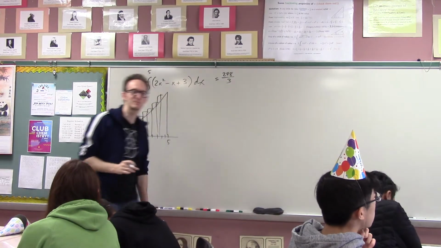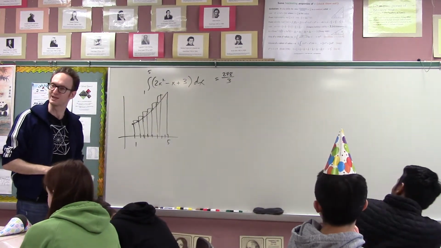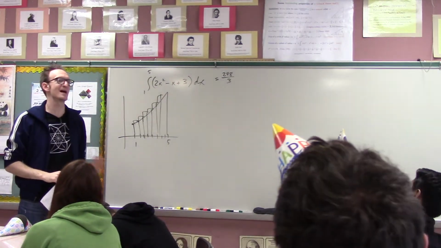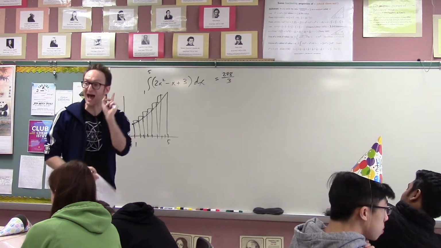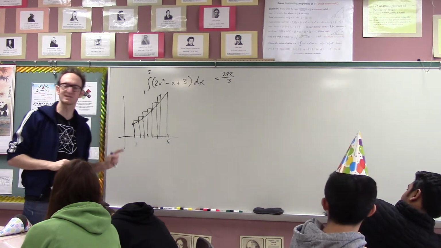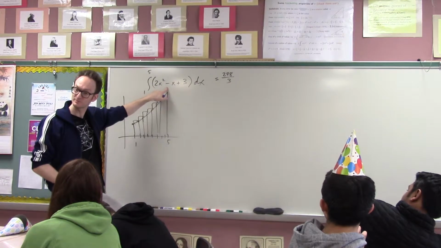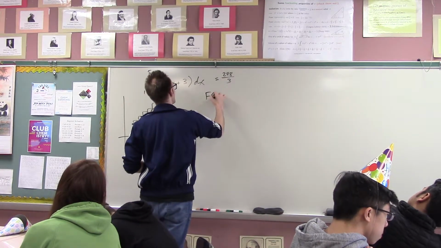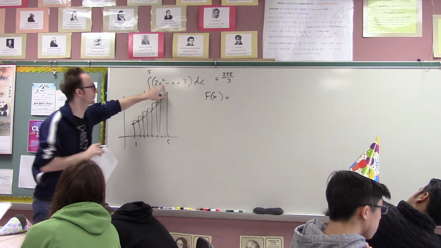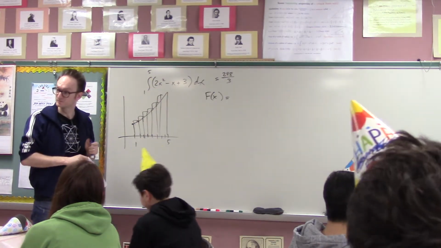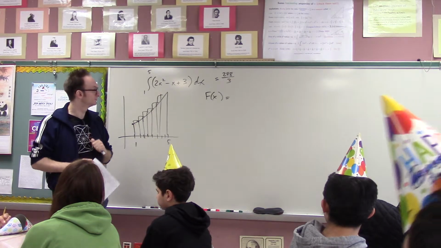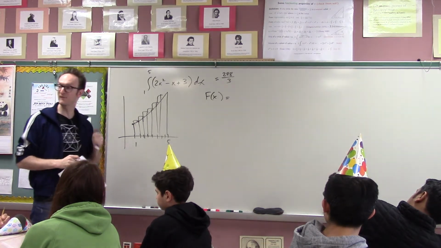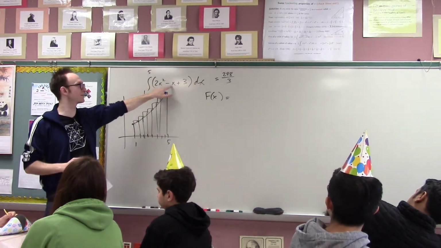Alright. Armed with the fundamental theorem of calculus, we now know that this is not necessary, as long as one has access to an antiderivative of this function. Do you know an antiderivative of 2x squared minus x plus 3? Yeah. Please name one. Name a function whose derivative is 2x squared minus x plus 3.